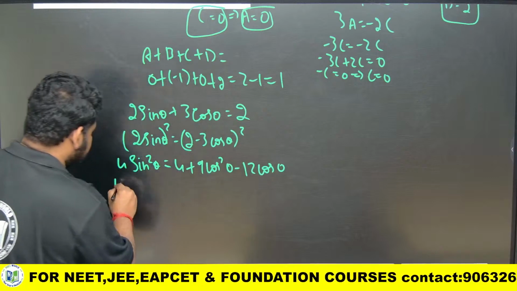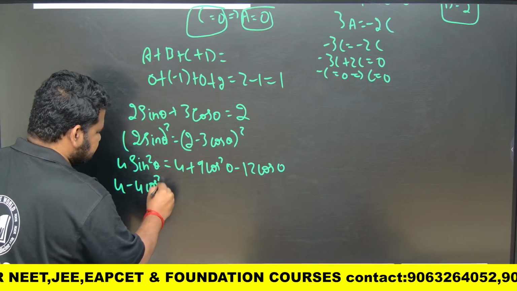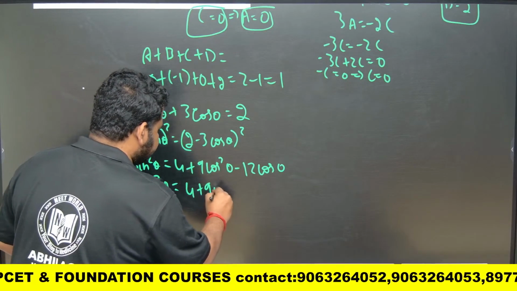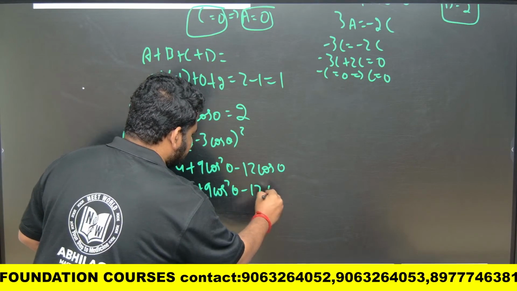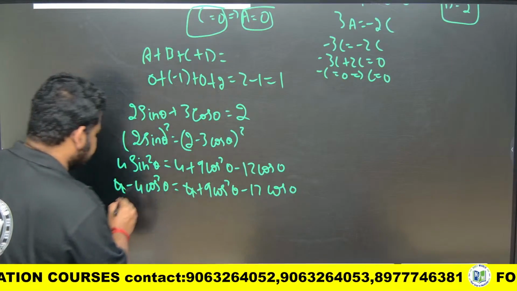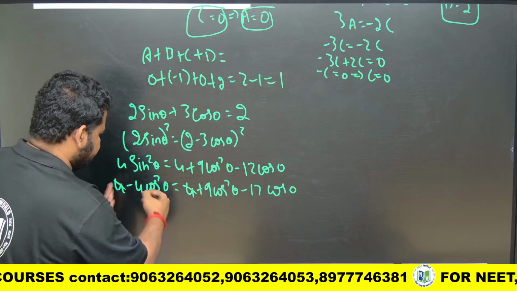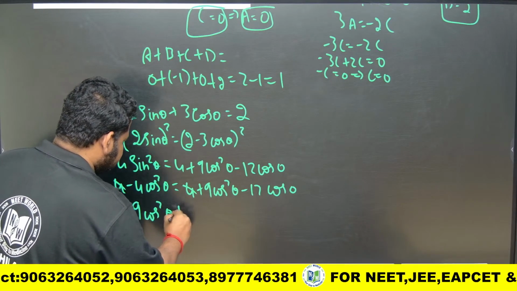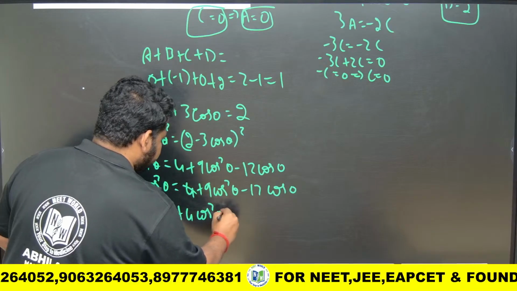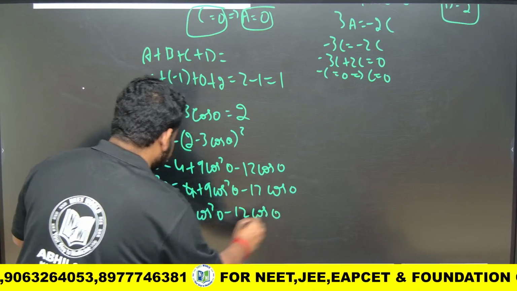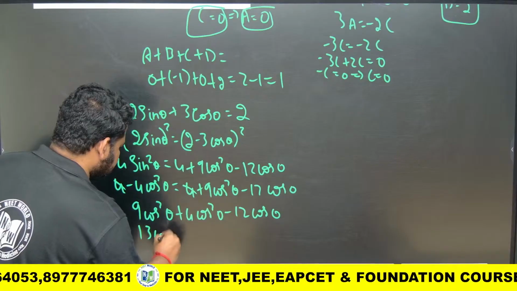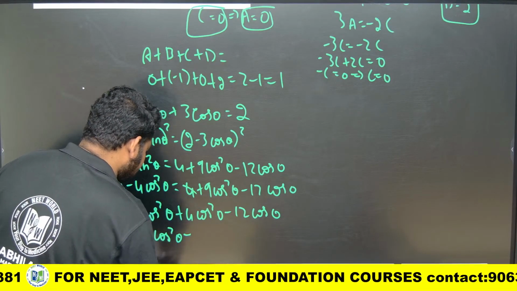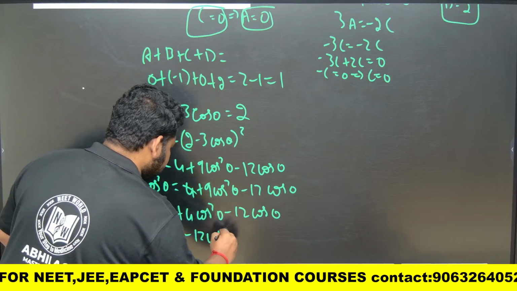Now, this can be written as 4 minus 4 cos square theta, because sin square theta can be written as 1 minus cos square theta. That equals 4 plus 9 cos square theta minus 12 cos theta. So this 4 and this 4 I can cancel. If I bring this side, this will become 9 cos square theta plus 4 cos square theta minus 12 cos theta. That is nothing but equal to 13 cos square theta minus 12 cos theta is equal to 0.